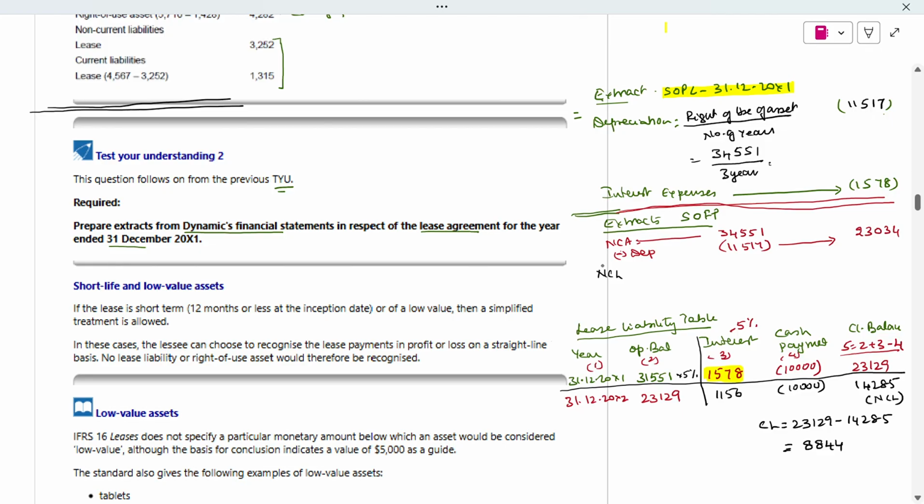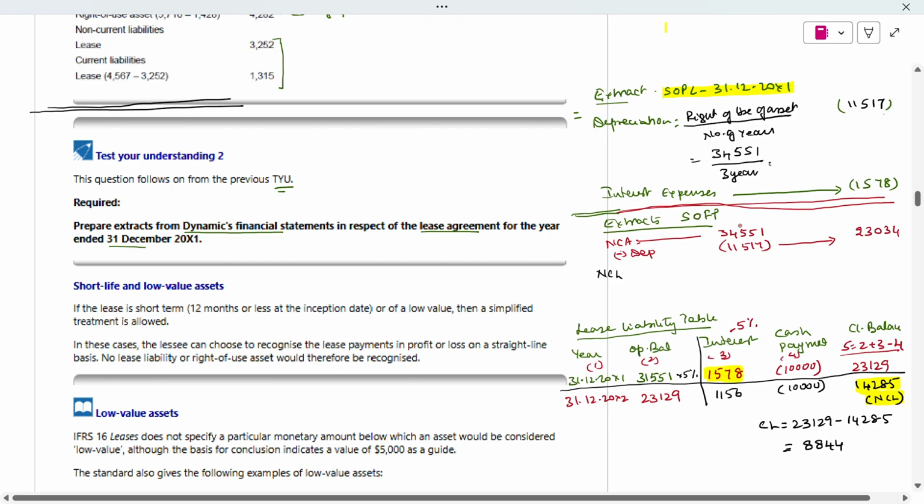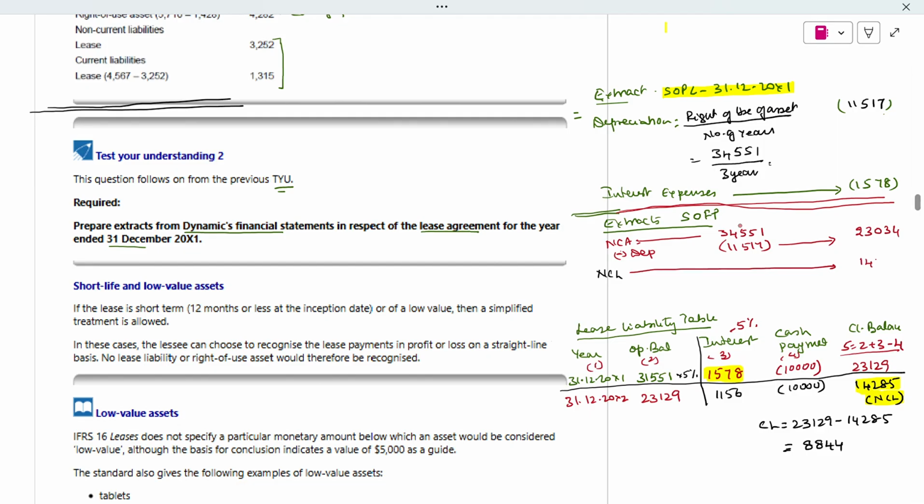We have calculated the non-current liabilities here. Just put the non-current liability, nothing else. Don't do any total. 14,285. You have the current liability. How much is the current liability? 8,844. Are you clear about this? Yes. Don't do anything else. That extract means you simply have to mention these.